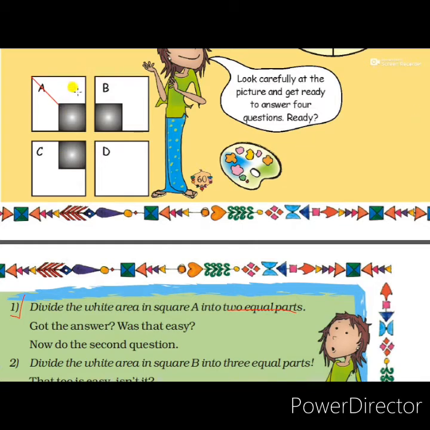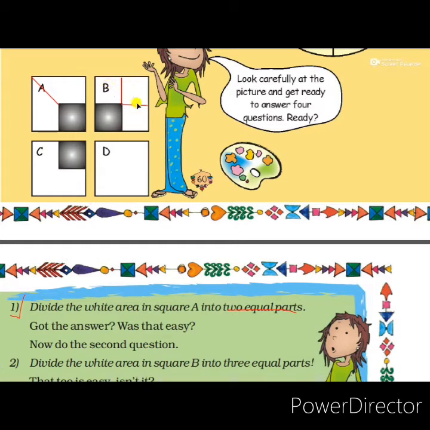Now question 2, divide the white area in square B into 3 equal parts. This is square B. The white part of this square, we have to divide into 3 equal parts. This is also very easy. If we draw a straight line from here to here and draw a straight line from here, we can divide the white part of that square into 3 equal parts. See this, 1 part, 2 and 3. All these 3 parts are equal.